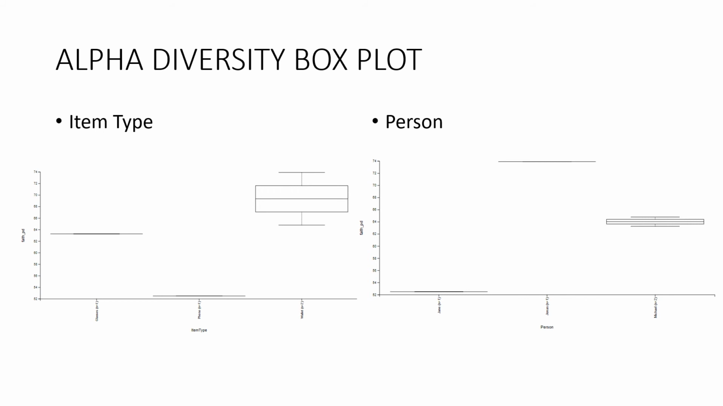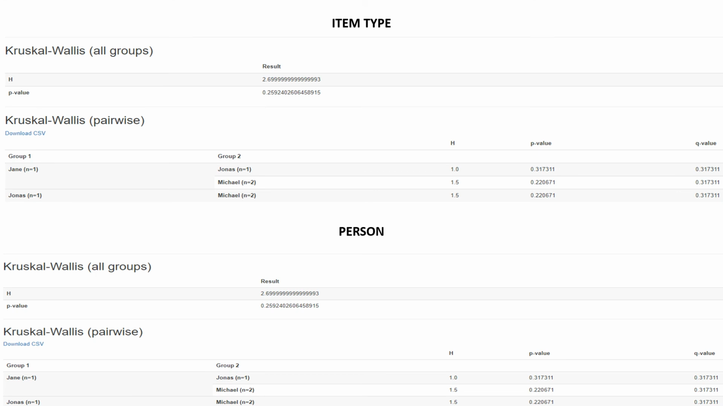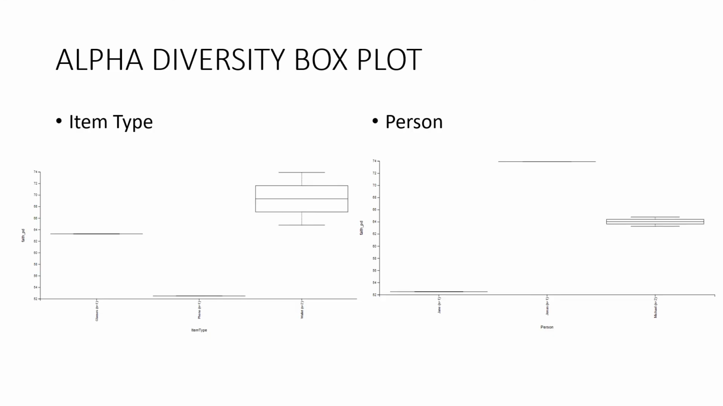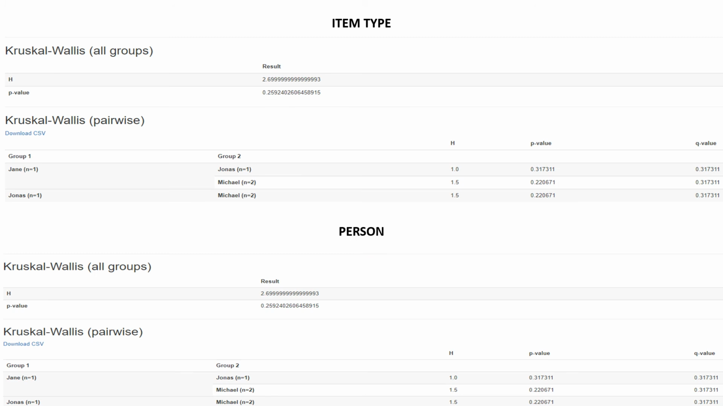So this is for the item type, and this is for the person, and this is the visual representation after we did the analysis. But sometimes it's not clear, and we always have to find the p-values for it, and that is also provided by QIIME. So as we can see, for item type the p-value is 0.25, and for person the p-value is 0.25, which is not that significant, so we can reject the null hypothesis.